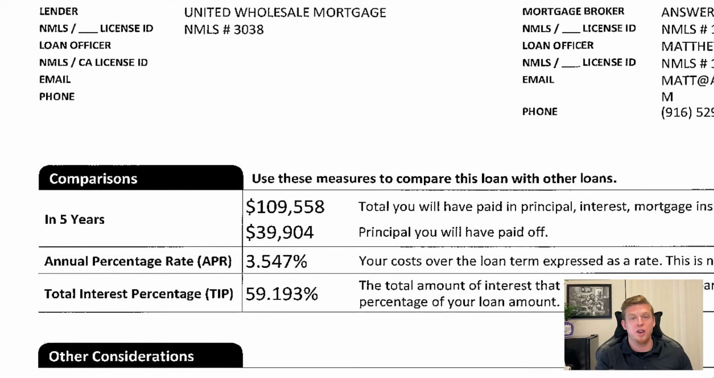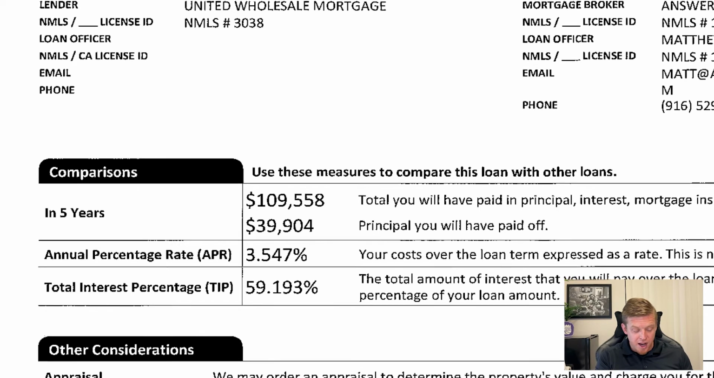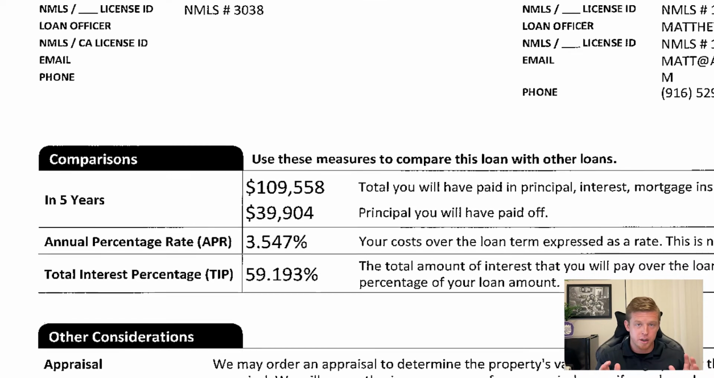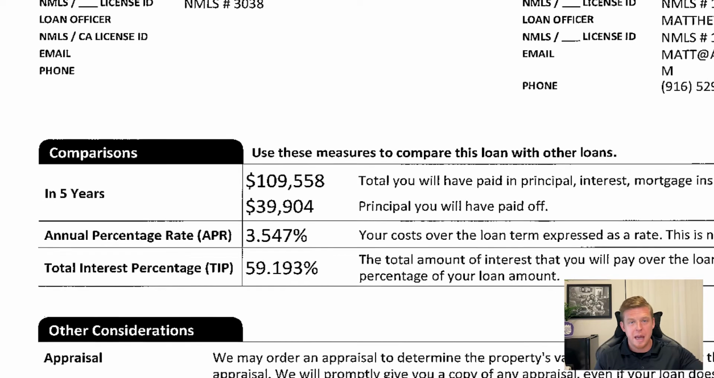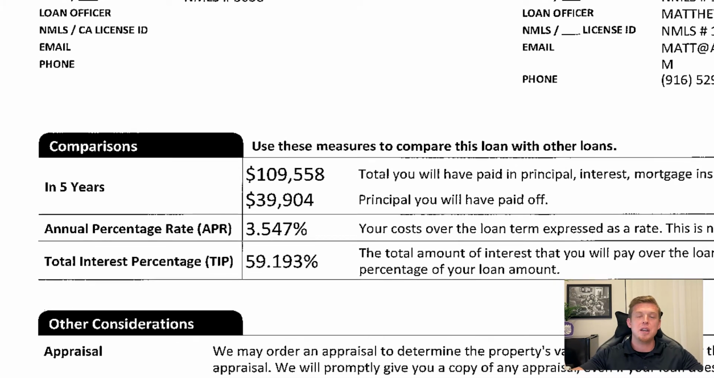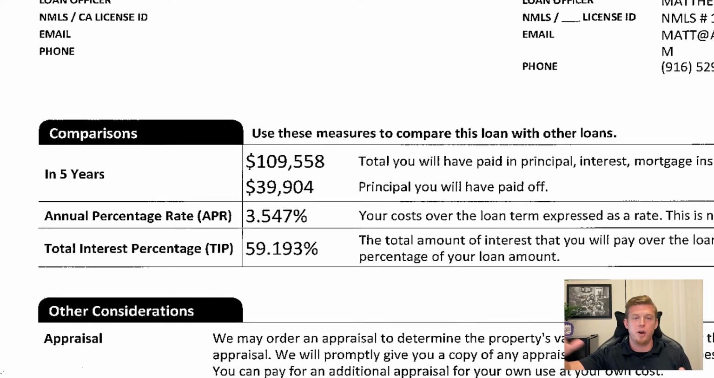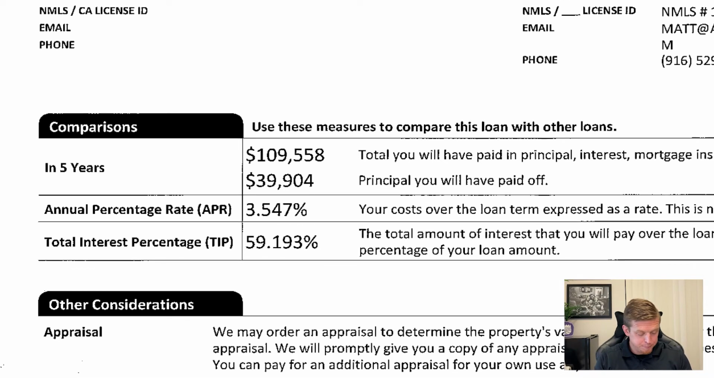APR, annual percentage rate, that's also in the middle there. Know that that's the costs over the loan term expressed as a rate. So you're like, wait, you told me my rate was 3.25. Your interest rate is 3.25. That's what your payment is based on. This APR takes all the costs and expresses it as a rate, as if all those costs were factored in, okay? Total interest percentage, a number that shouldn't really matter to you, but you borrow 400, you pay back 600, they're gonna say your total interest is 50% because you're paying 50% total interest versus what the total loan amount is.